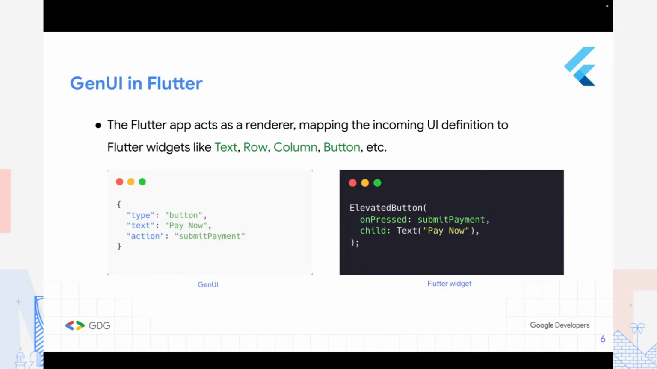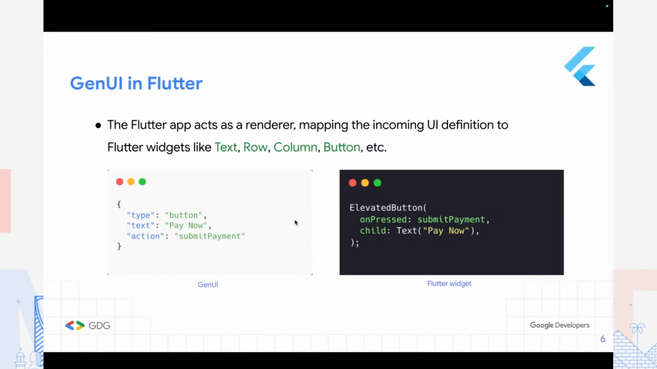So yeah, the JSON here, which was generated by the GenUI, is later on going to be rendered by Flutter, and it is going to map the elements with the Flutter UI catalog, and it is going to render the widget for us. So here, this JSON component was rendered to the elevated button, where onPressed is the action that is submit payment, and the child is going to be a text with the value pay now.